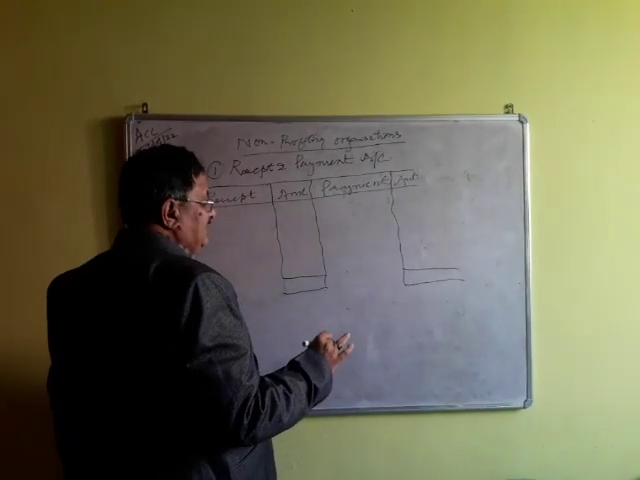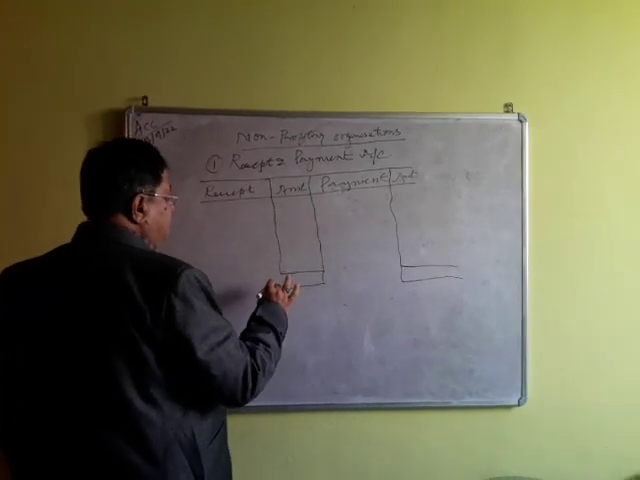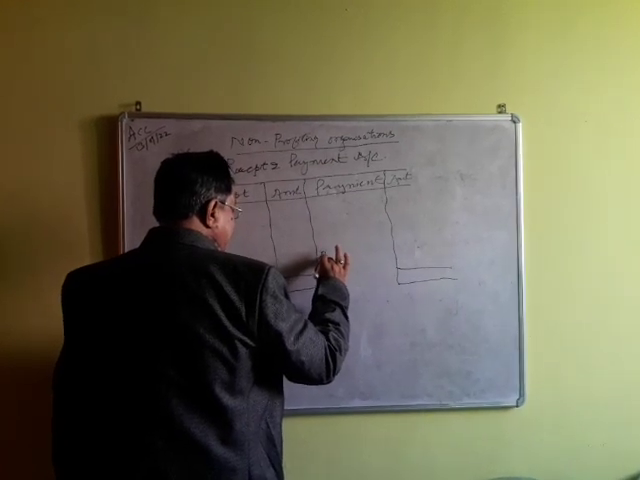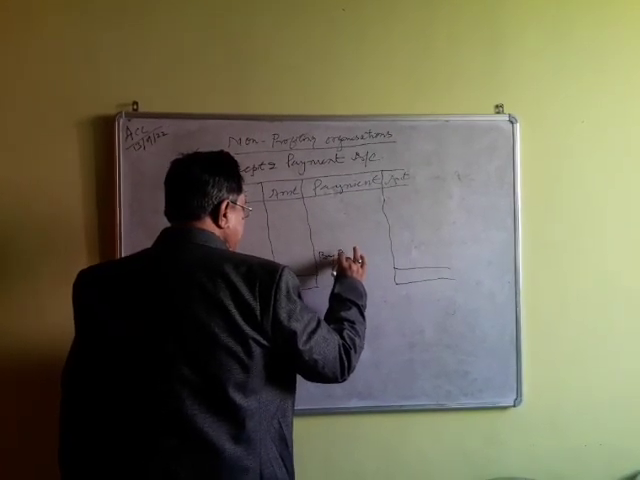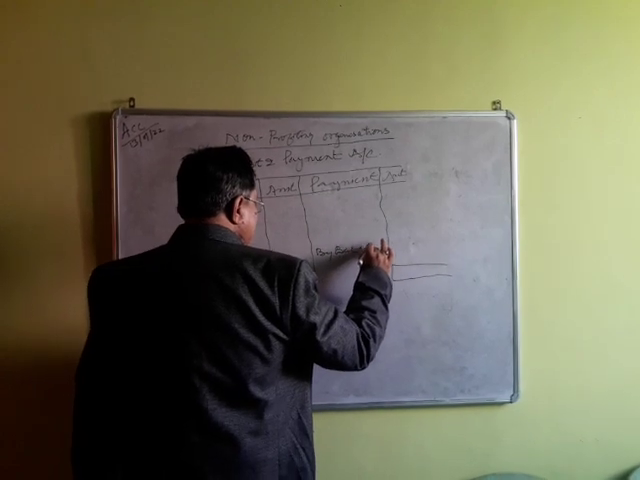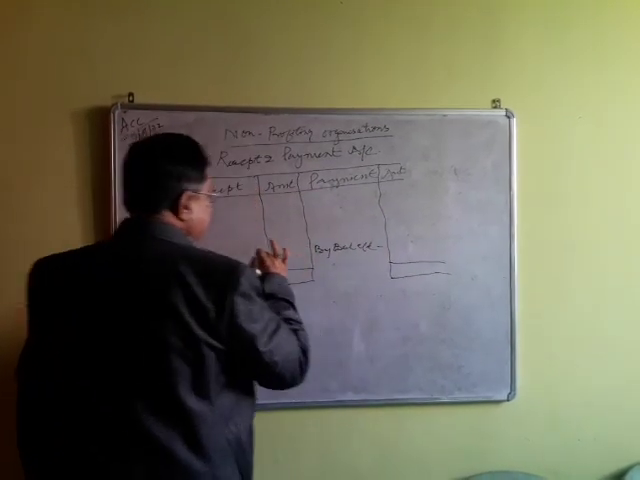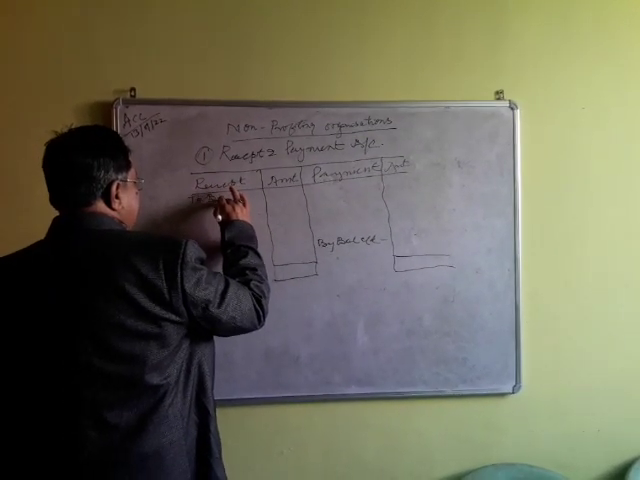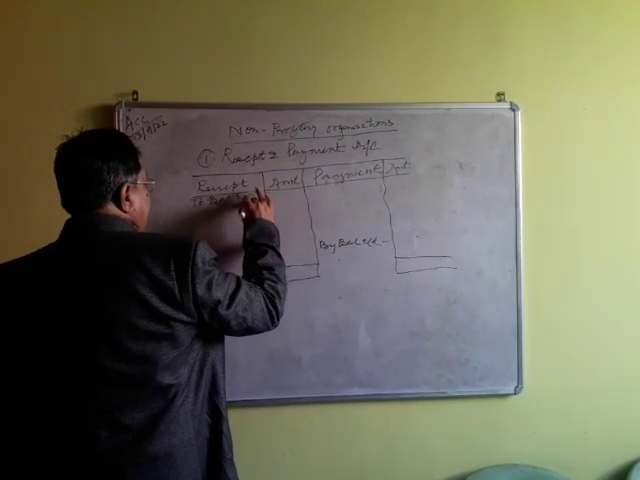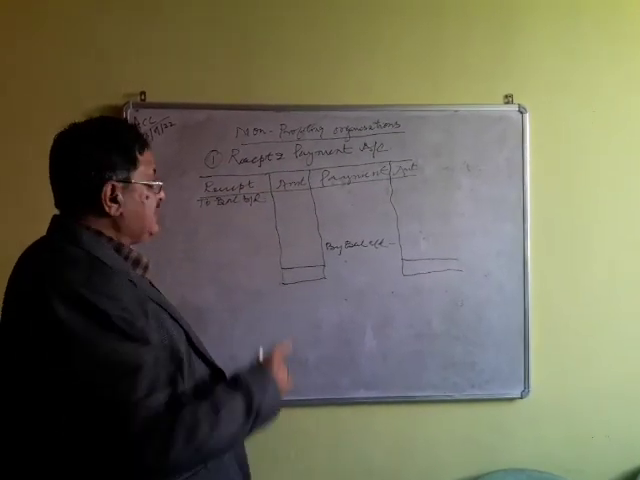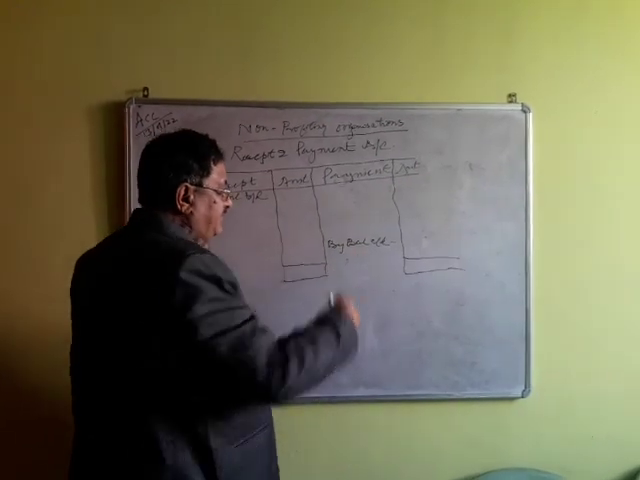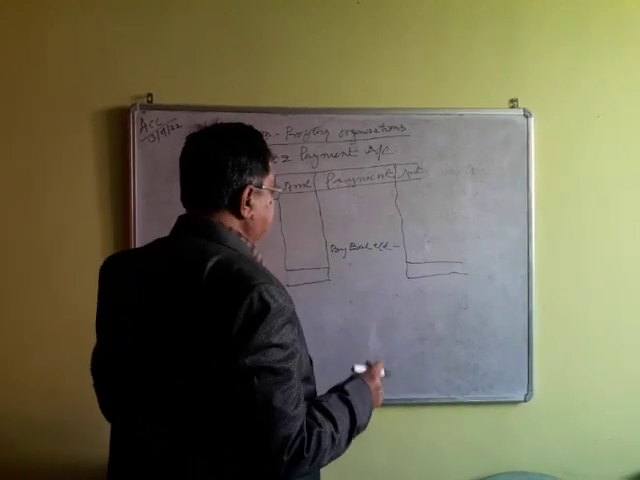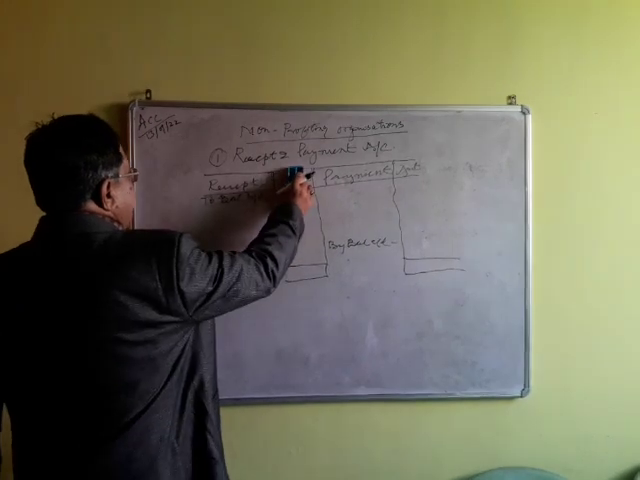The difference will be, if this side is greater, that is the receipt side is greater and this side is smaller, it will be written as by balance c/d, carried down from one side to another side. It starts with balance b/d, brought down from one year to another year. It starts from b/d or ends with c/d. It may be a cash balance or cash and bank both. This is what the receipt and payment account is.